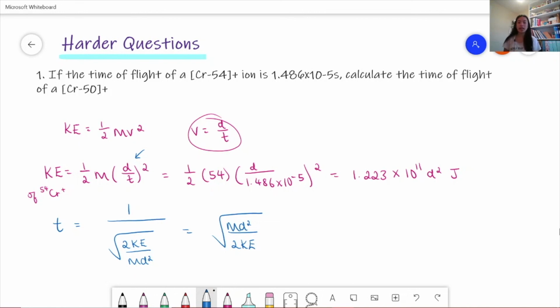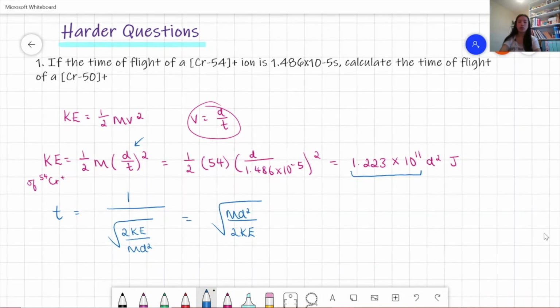And now we can plug in our kinetic energy to find the time of flight for this ion. But please make sure that you use the whole entire kinetic energy that you found and not this shortened down version. So we type it directly into the calculator from the first step.